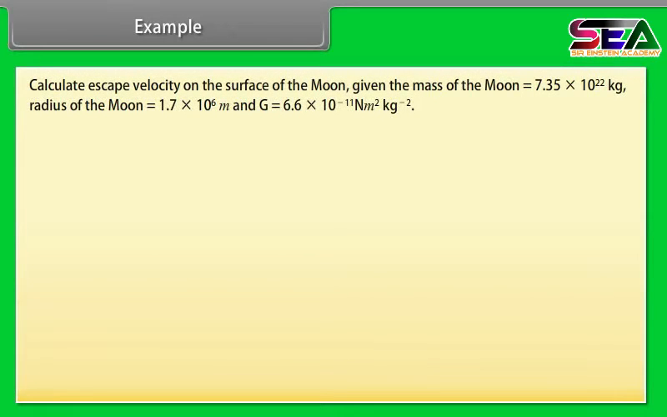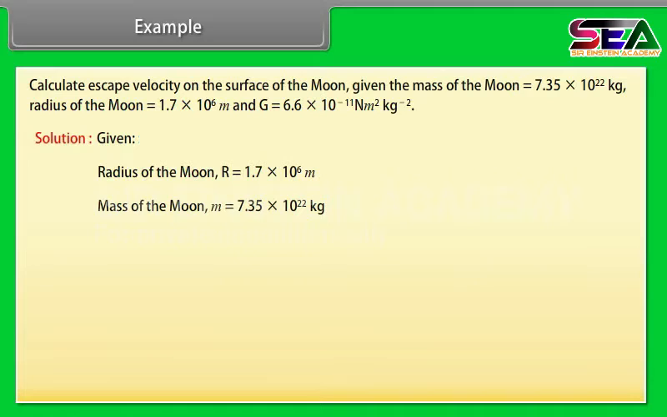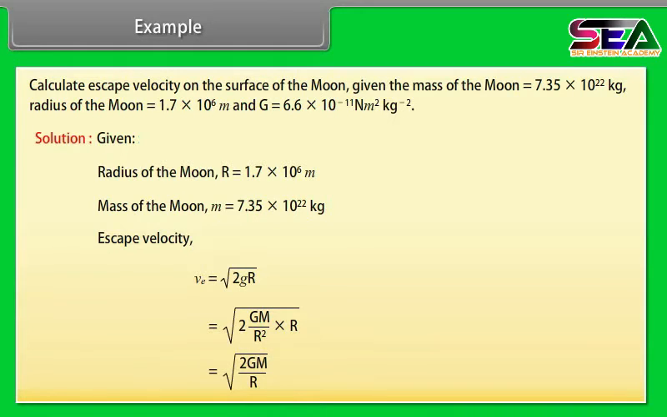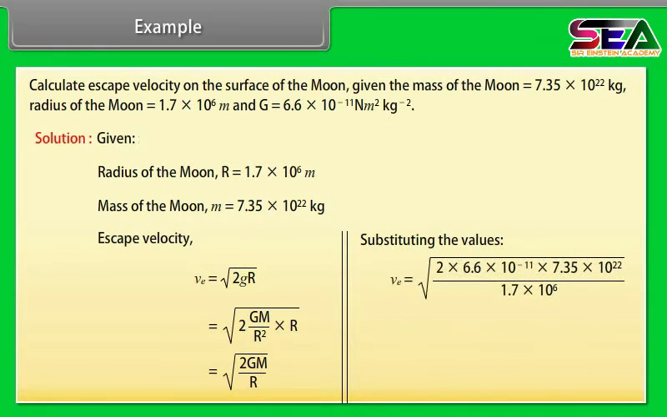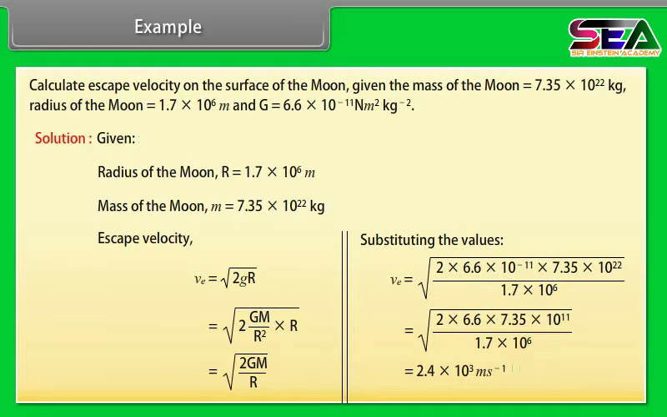Example. Let's take an example of escape velocity. Calculate escape velocity on the surface of the Moon, given the mass of the Moon, radius of the Moon and value of g. Let's see the solution. Given radius of the Moon R = 1.7 × 10^6 meter. Mass of the Moon M = 7.35 × 10^22 kilogram. Escape velocity is equal to under root 2gR. By putting the value of g, we get escape velocity = under root 2GM/R. By substituting the values, we get escape velocity = 2.4 × 10^3 meter per second.